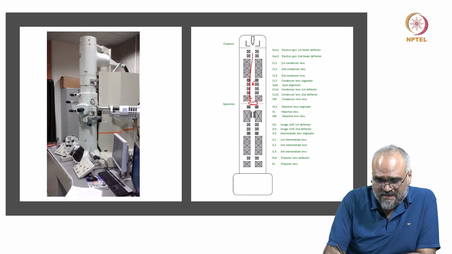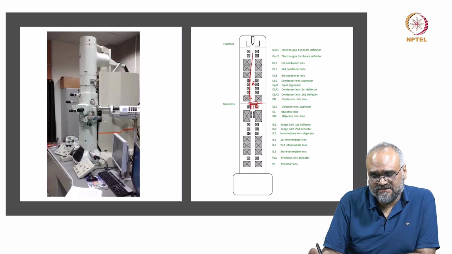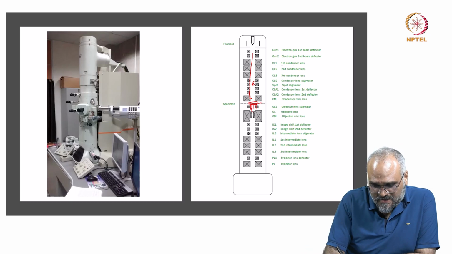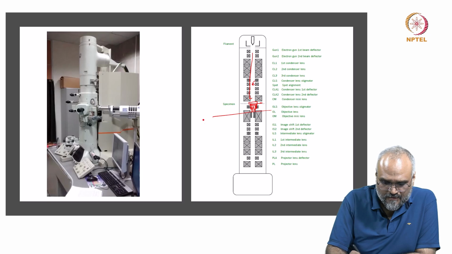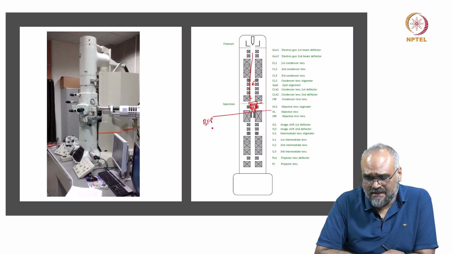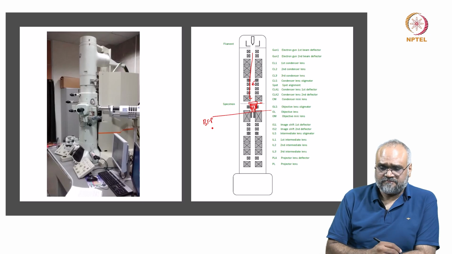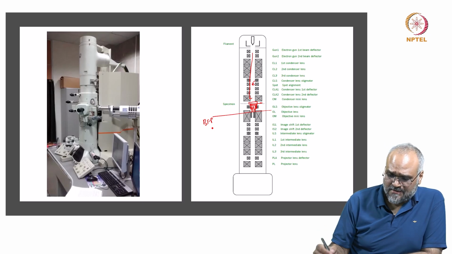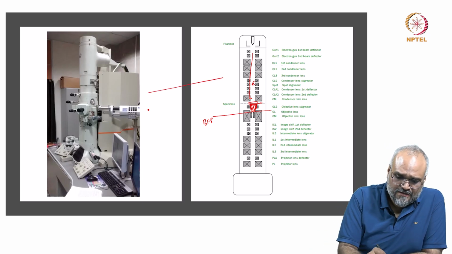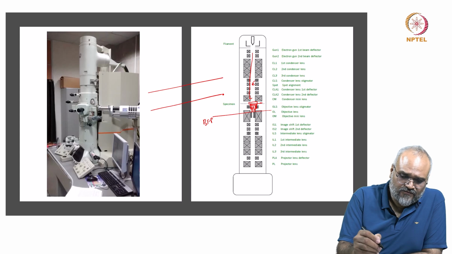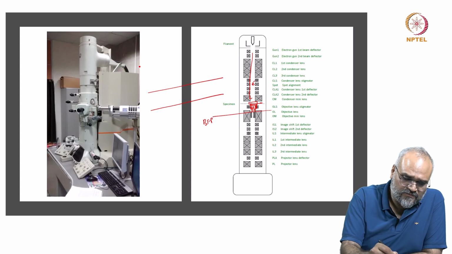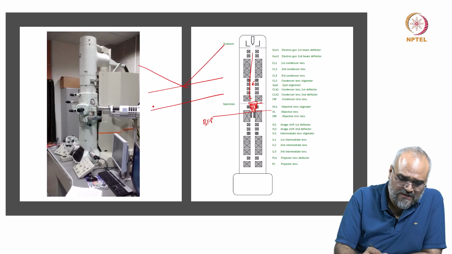When the electron beam goes through the specimen and I collect the forward scattered electrons, they start converging first at the back focal plane of the objective lens. And if you remember, when you look at the angle of scatter for X-ray diffraction, this is one of the most common derivations we always come across.